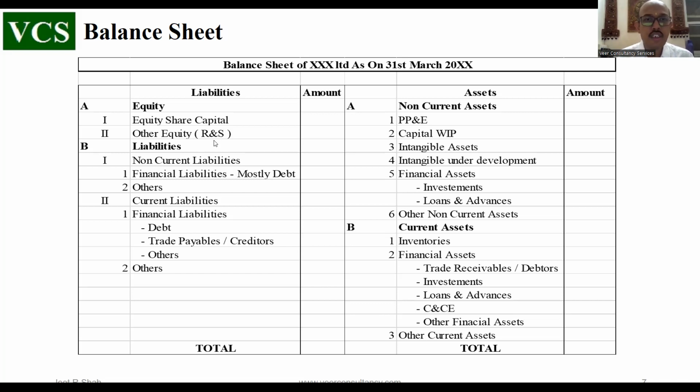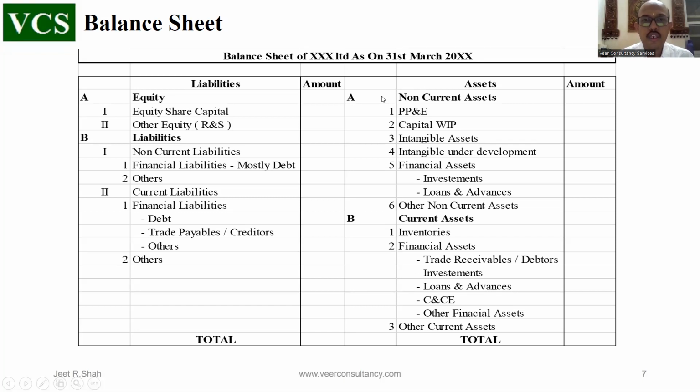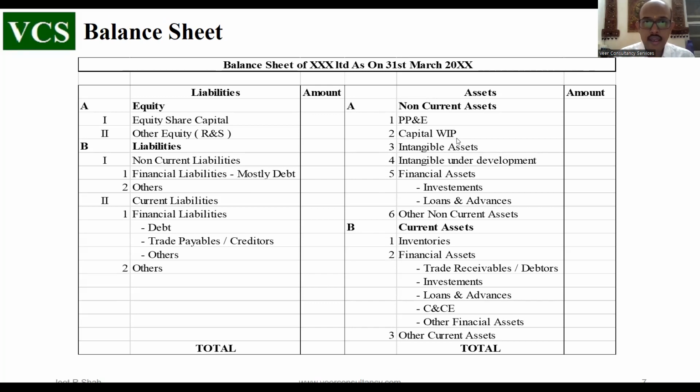On the other side of the balance sheet is the asset side. Again, you can see there are two parts to it, A and B. We have non-current assets and current assets. Non-current assets are those assets that are used for more than 1 year, and current assets are those assets which will be consumed within 1 year. Please remember that the totals of both sides, that is assets and liabilities, have to be the same. That is, the source of funds should be equal to the application of funds.